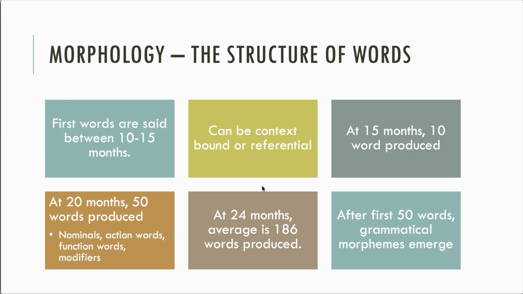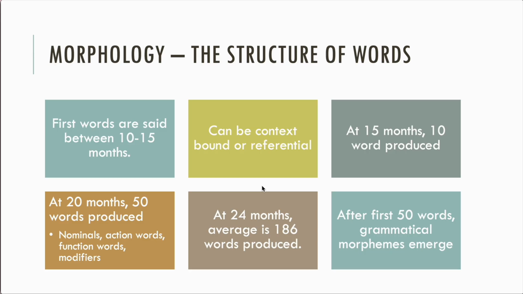The vocabulary growth in this stage can increase rapidly, as we can see here. From the average range of 13 to 19 months, children will have about 10 words produced. Averaging between 14 to 24 months, children produce about 50 words. There are different ways we can categorize the first 50 words that the child produces. With most of these words being common nouns, they can also be nominals, action words, function words, or modifiers.